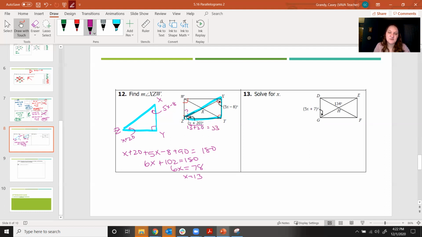And then I know that this whole angle has to be 90. So if this whole angle is 90 and this piece is 33, then I can do 90 minus 33 to find that missing piece. And 90 minus 33 is 57. So the measure of angle XZW is 57 degrees.